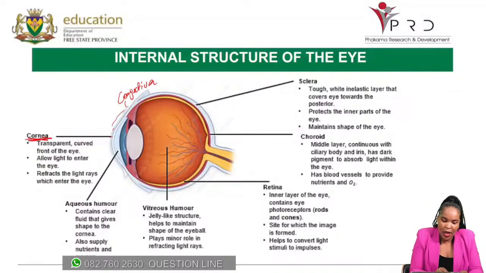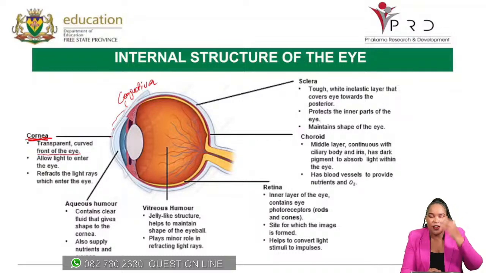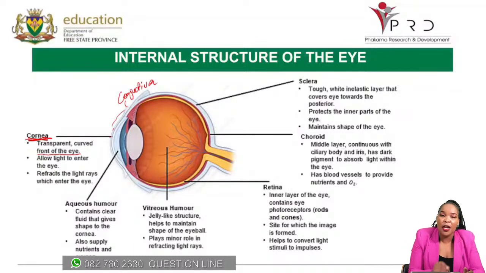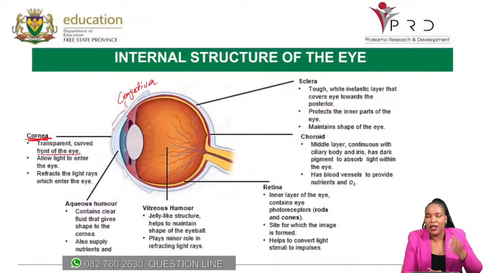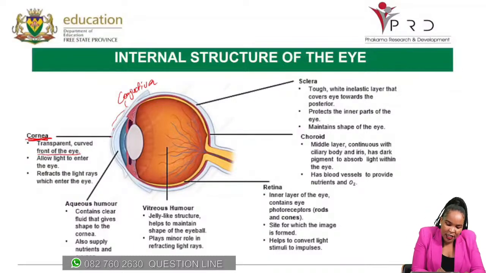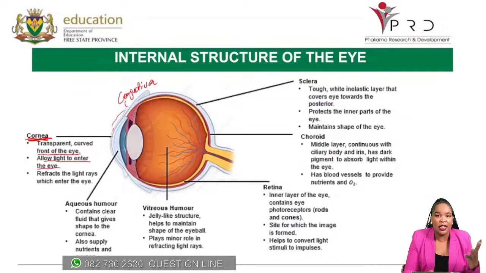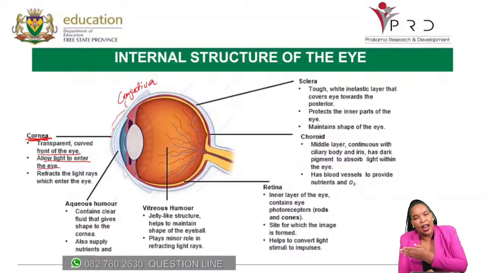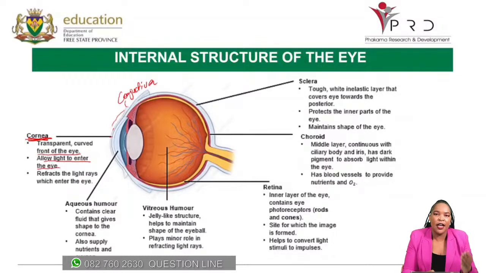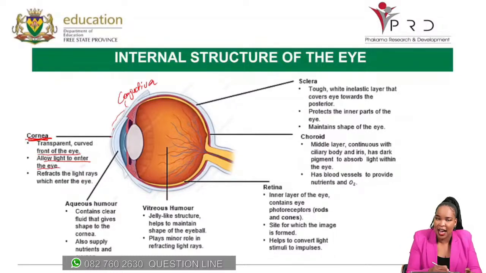So the cornea here, it is transparent, it is curved, and it is found where? In front of the eye. So the first part that you're going to come across on the eye is the cornea. What is the function of this cornea, since it is transparent and it is found in front of the eye? Its function is to allow light to enter into the eye. You need it to be transparent so that it can allow light to pass through. So the function of the cornea is to allow light to enter the eye.